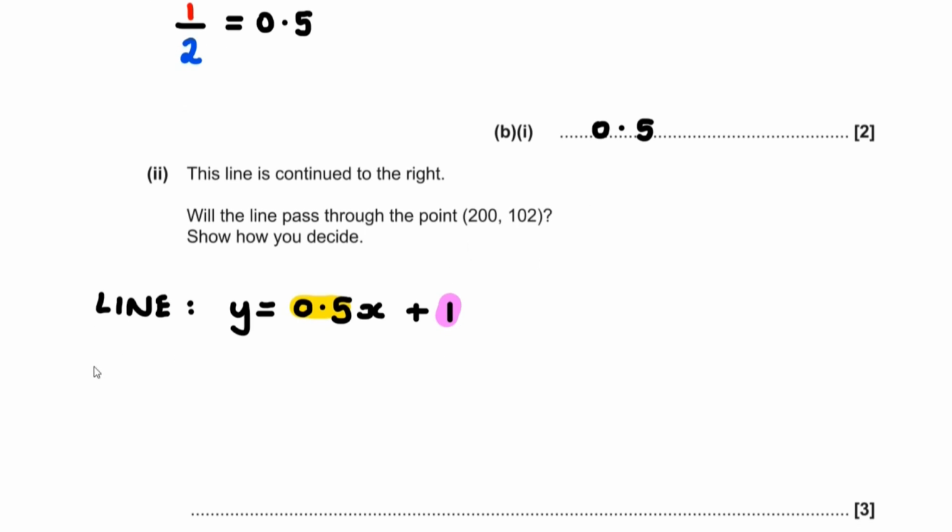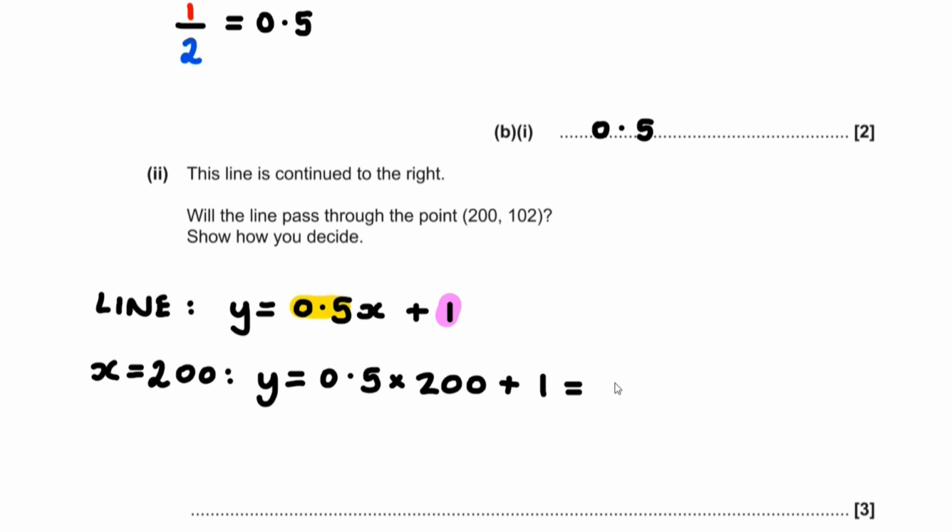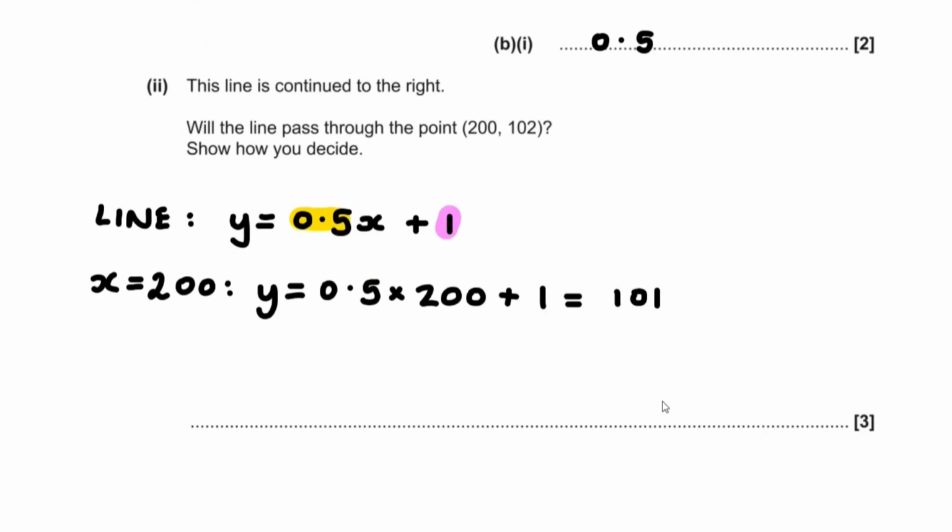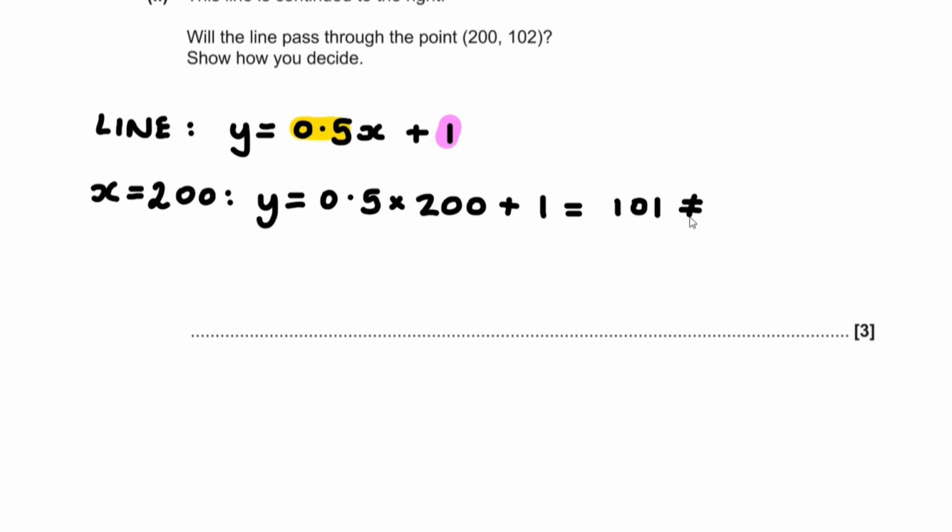Now if I consider what happens when x is 200, I've got y equals 0.5 multiplied by 200 plus 1. So we end up with 101. And clearly, this does not equal the 102. So does this line pass through the point 200, 102? No, it doesn't.